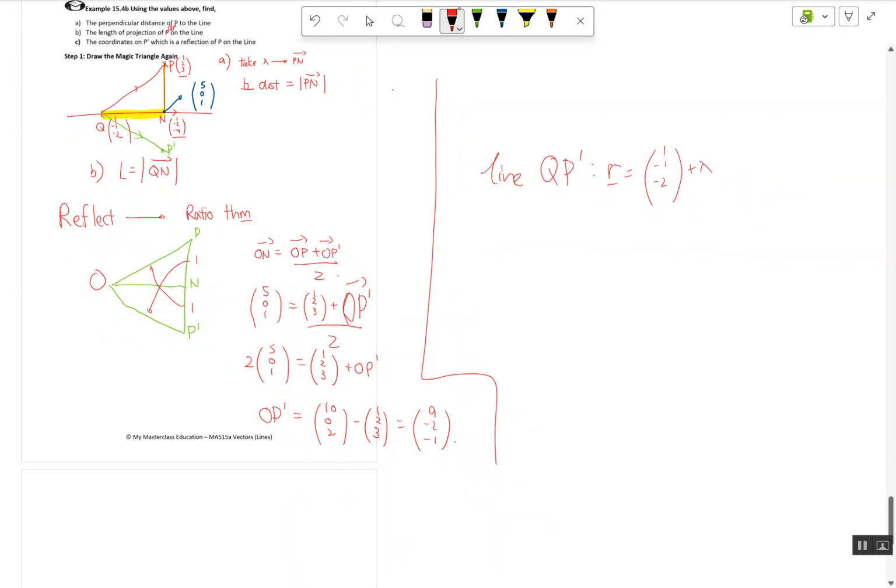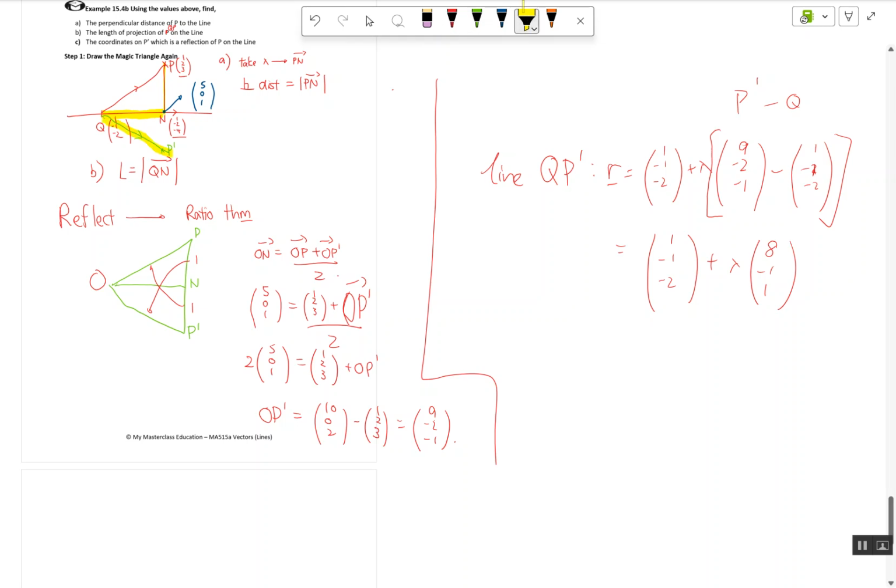So just use 9, negative 2, negative 1 minus 1, negative 1, negative 2. So basically this is P prime minus Q. Okay, just take this direction, and then you're going to get the answer 1, negative 1, negative 2 plus lambda, 8, negative 1, 1. Okay, so that would be the vector of this line, the equation of QP prime.